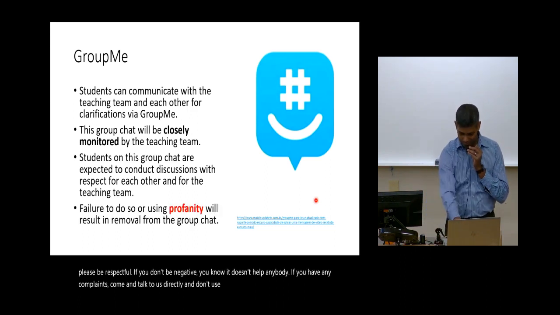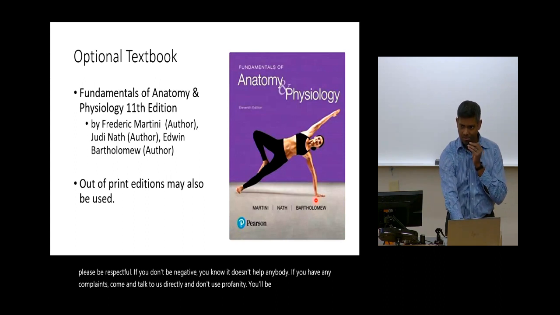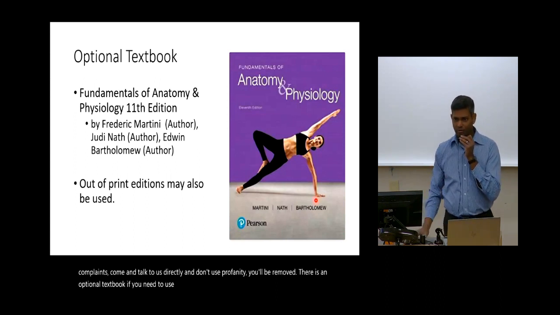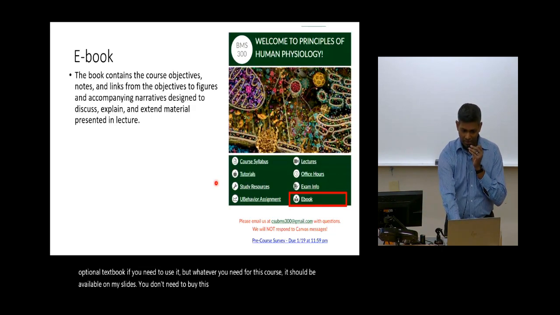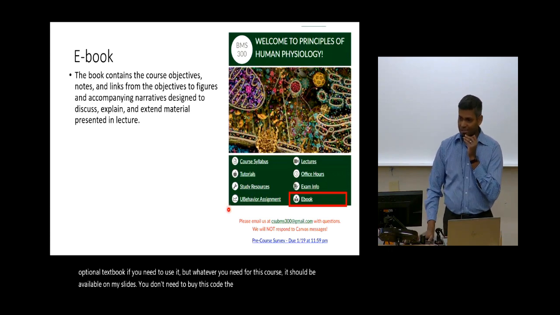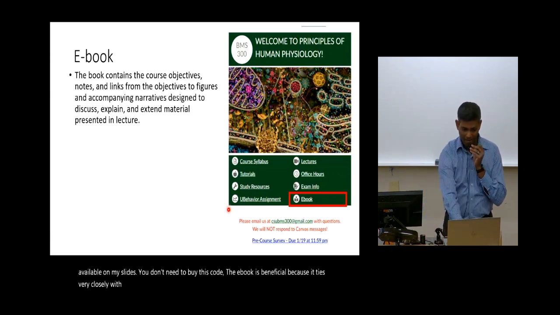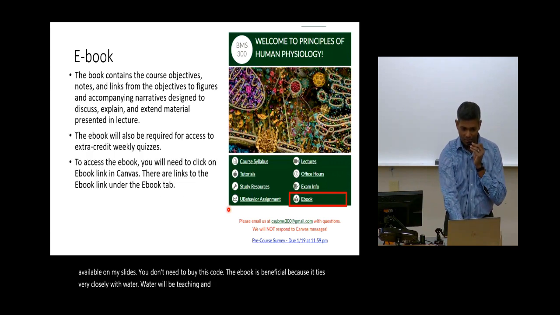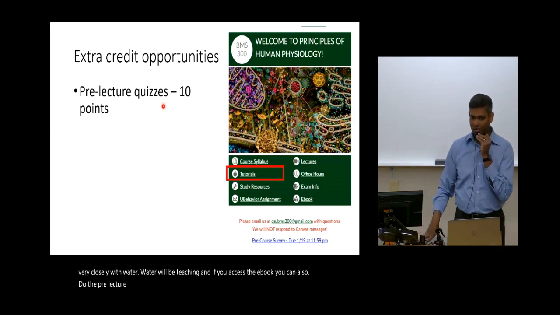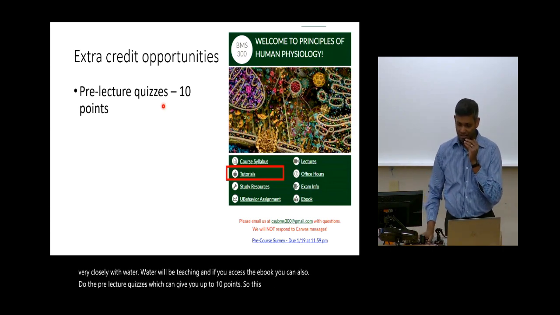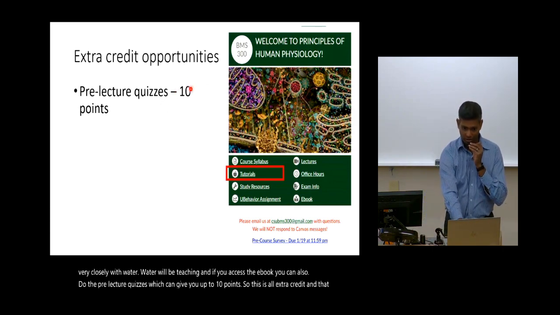Anyone who does will be removed. There is an optional textbook if you need to use it, but whatever you need for this course should be available on my slides. You don't need to buy this book. The ebook is beneficial because it ties very closely with what Dr. Walden will be teaching, and if you access the ebook, you can also do the pre-lecture quizzes, which can give you up to 10 points. So this is all extra credit, right? That is 2% of your overall grade.